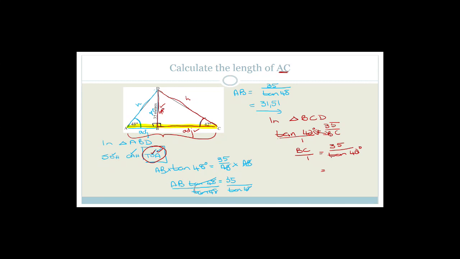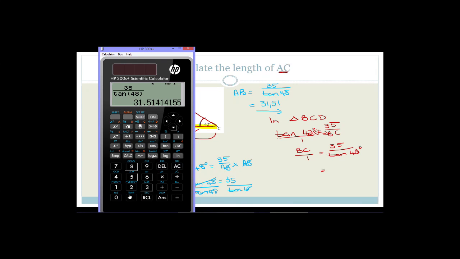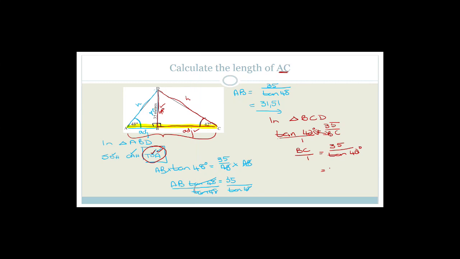Okay, so let's do this in our calculator. So now we've got 35 divided by, and this time I'm not using my fraction button in case you don't have a fraction button. So then it becomes tan of 42, and I'm going to close my bracket twice because I've opened one there. And I get 38.87. So now this length here, BC, is 38.87. So do you agree that I can say, therefore, that AC equals 31.51 plus 38.87, which is 70.38 units long. There we go.